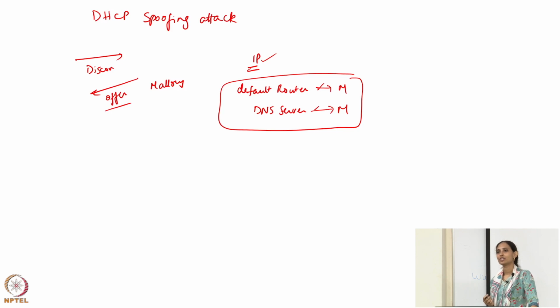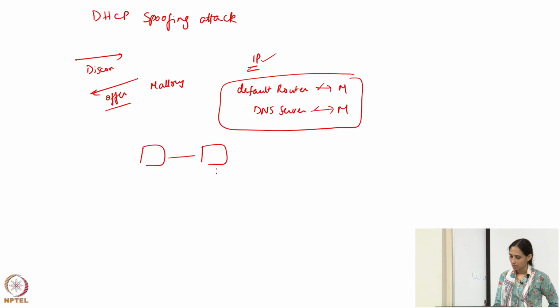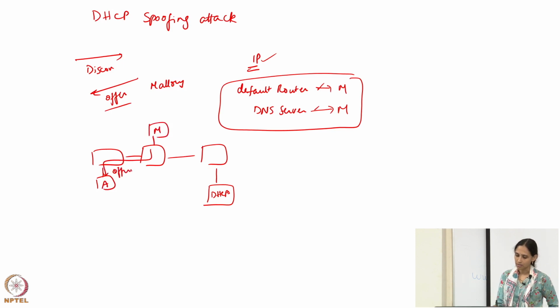Again, switches to the rescue. Switches have to do something else. So, what do switches do? Let us again look at the switches. Let us say this is the DHCP server, and this is Alice that wants an address, and somehow Mallory is sitting here and is passing offers to Alice.